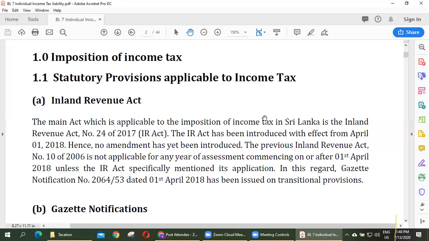To establish a company, there is a Companies Act, right? What is the number of that act? Companies Act of Sri Lanka. Companies Act number is what? Anybody of you? Number 7 of 2007, Companies Act, right?